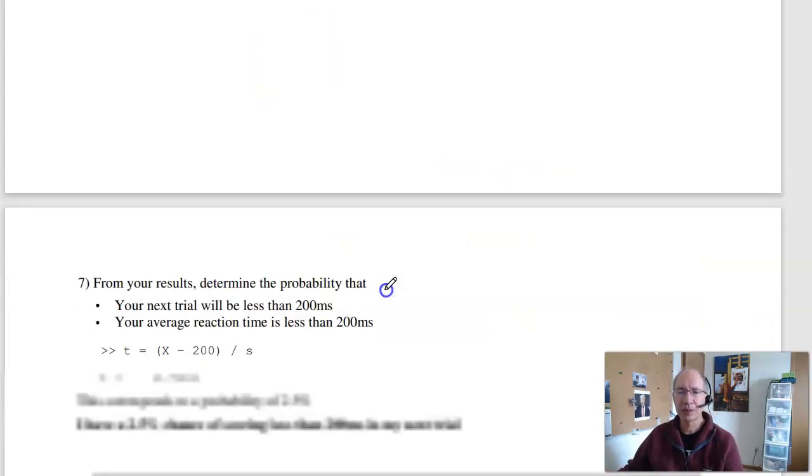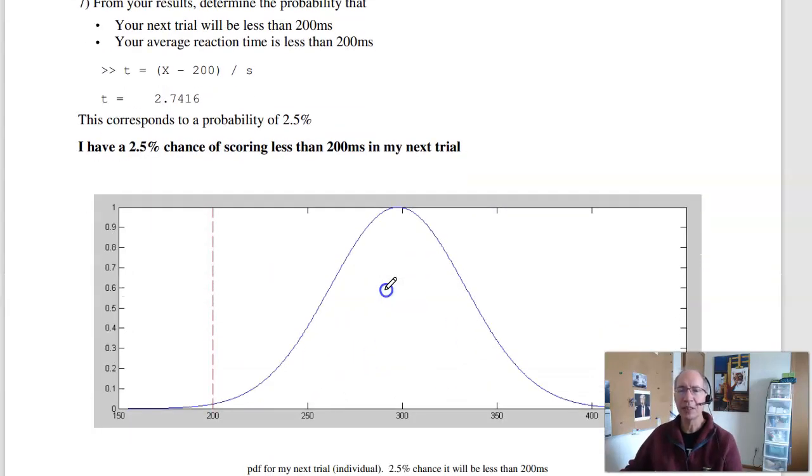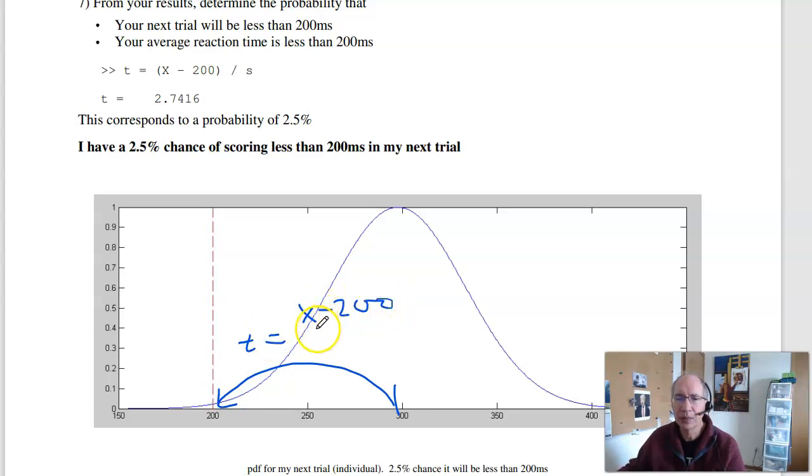Problem number 7 says, what's the chance that the next time I run the experiment, I'll have a reaction time less than 200 milliseconds? Well, to determine that, I take the distance from 200 milliseconds from the mean. That's my t-score. That's going to be your mean minus 200 over the standard deviation. That comes up with a t-score of 2.74. Using a t-table with 4 degrees of freedom, I can convert that to a probability. This is 2.5%.